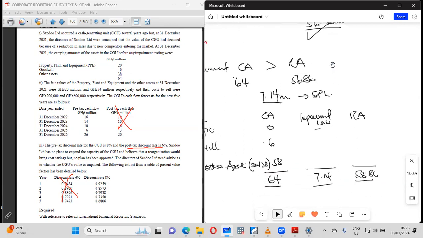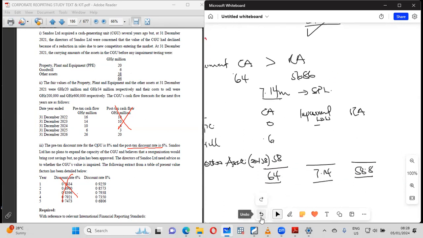It's 56.86. So 56.86. So that is that. But we have to knock off because goodwill is the next. So here is 0. Then we have to share the remaining 1.14 on pro rata basis.